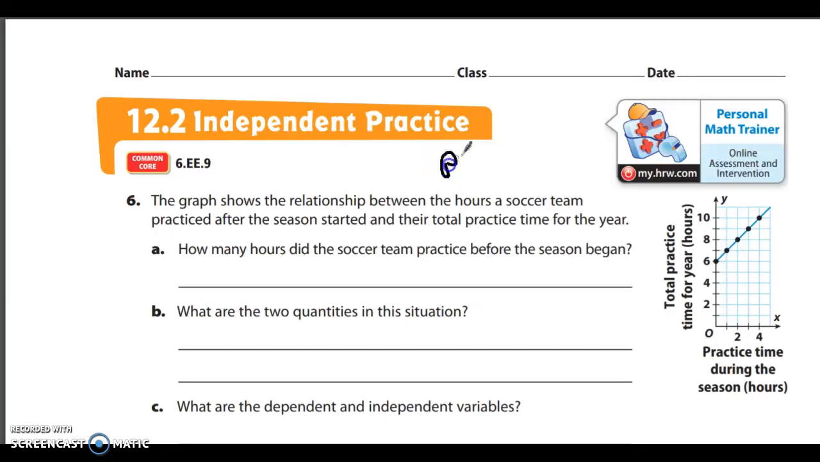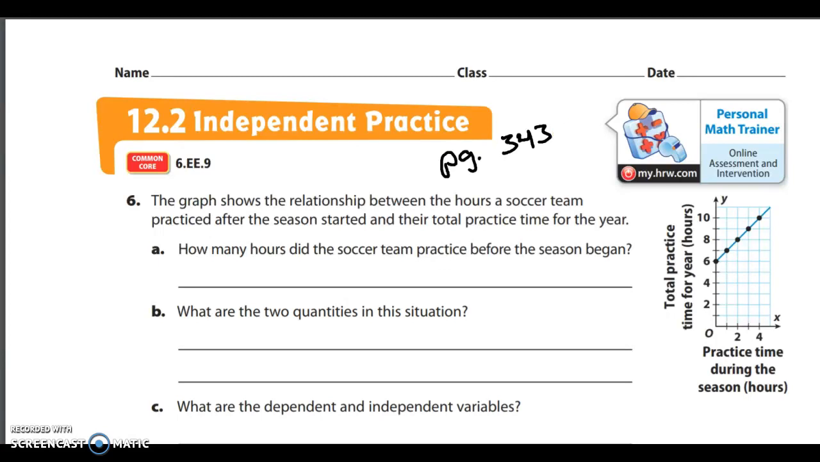This is page 343. This is the lesson 12.2 independent practice. Number 6. The graph shows the relationship between the hours a soccer team practiced after the season started and their total practice time for the year. How many hours did the soccer team practice before the season started?